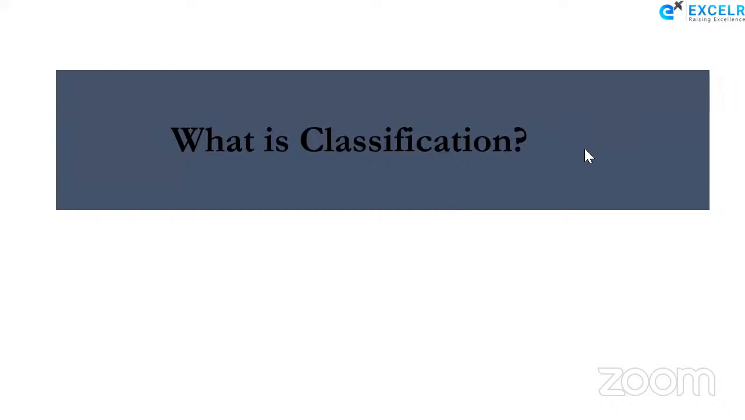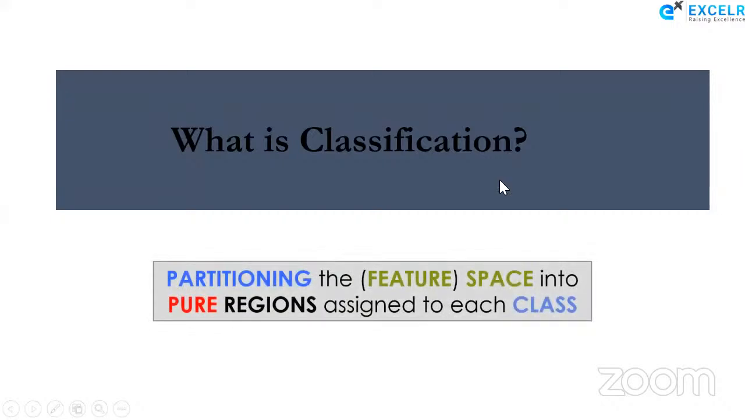All right, let's look at the formal definition of what is classification. Tell me, what do you understand out of this definition? The definition says: partitioning the feature space into pure regions assigned to each class. What do we understand from this definition, guys? According to specific criteria, classification is done. All right, Maithili, almost there.